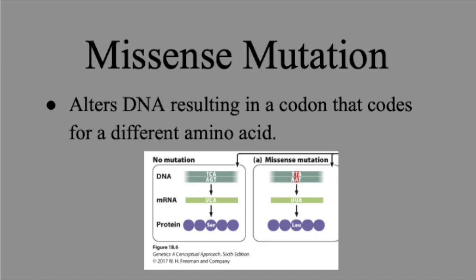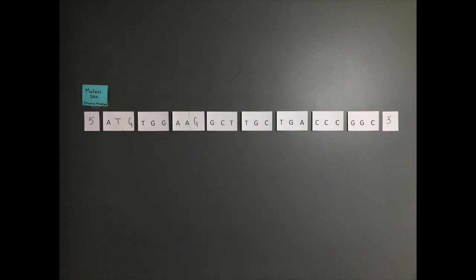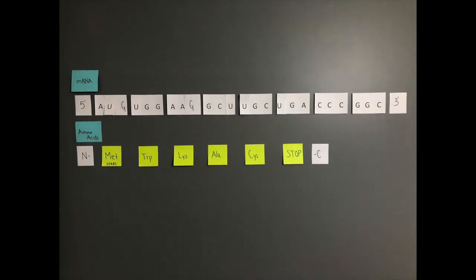We are now going to look at a missense mutation in our DNA strand. A missense mutation alters DNA, resulting in a codon that codes for a different amino acid. If we look at our DNA strand, we notice there's a transversion from cytosine to guanine on what will be the third codon. When transcription occurs, the resulting codon is AAG, not AAC. AAG codes for lysine as opposed to asparagine. A missense mutation can result in a non-functional protein or a protein with a different function than intended.